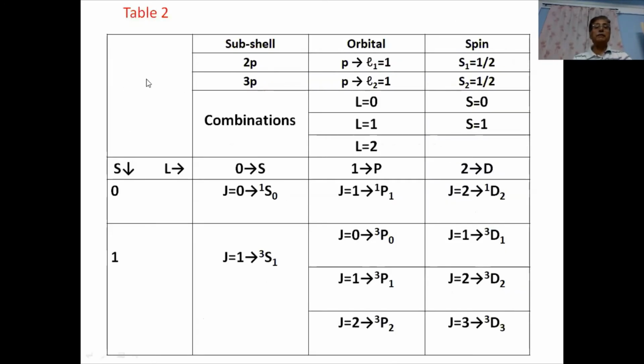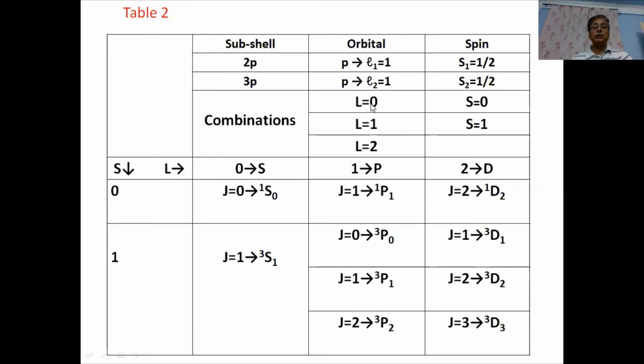Here we have 2p, 3p. So L1 is equal to 1 for 2p and L2 is equal to 1 for 3p. S1 is again half and S2 is half. So capital S is 0 and 1, but capital L, that is from L2 minus L1 to L2 plus L1, is 0, 1, 2. So we have two values of capital S. S is equal to 0 giving all terms that are singlet and S is equal to 1 giving all terms that are triplet. And we have L values that is 0, 1, 2.